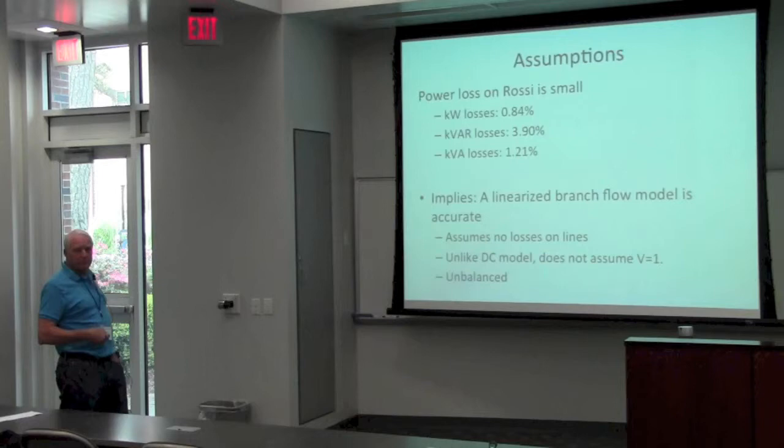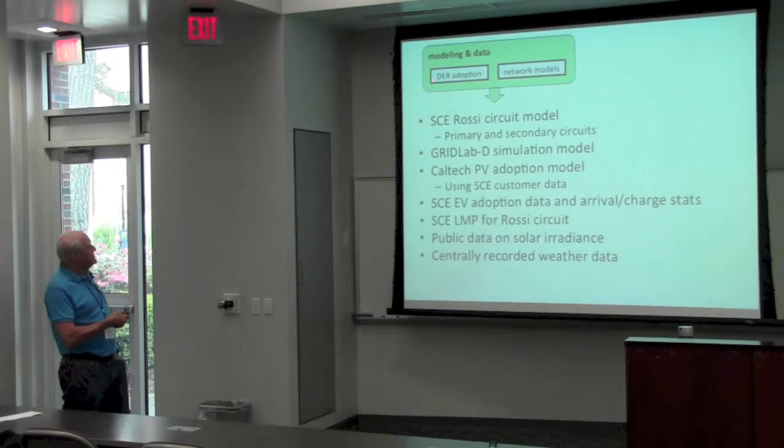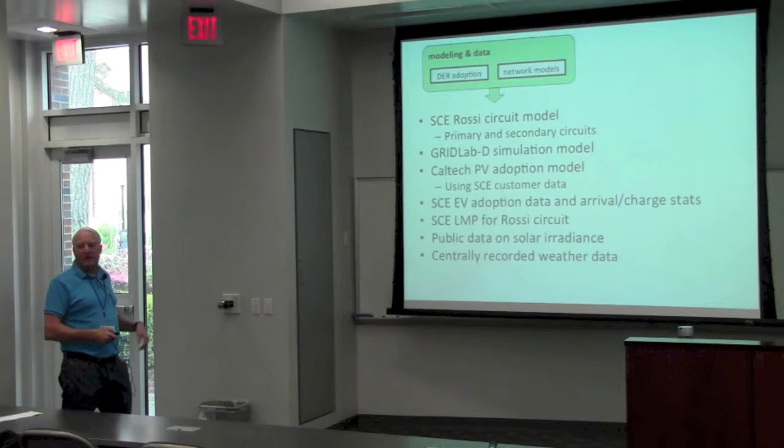Okay. So what do we do? This is our methodology. I'll walk you through it quickly. We start out with an adoption model for distributed resources, and the model of the network. We get the network model from Southern Cal Edison. We have an explicit description of the network, so we know all that from Southern Cal Edison.